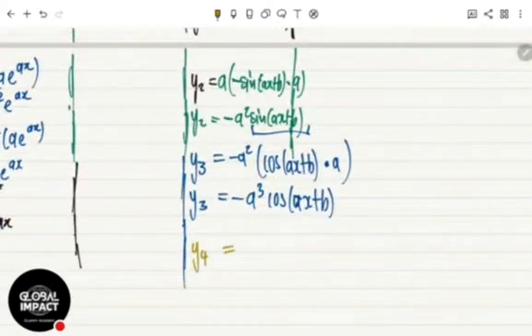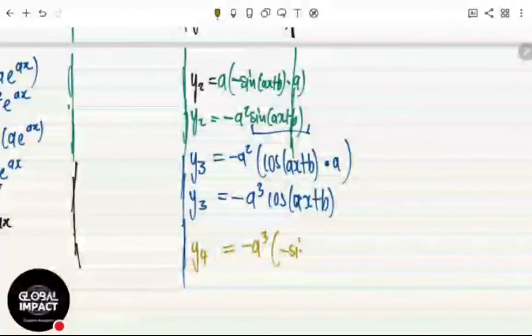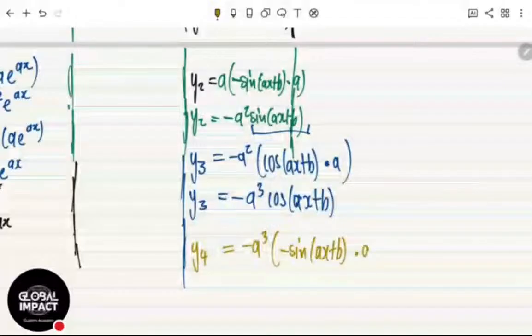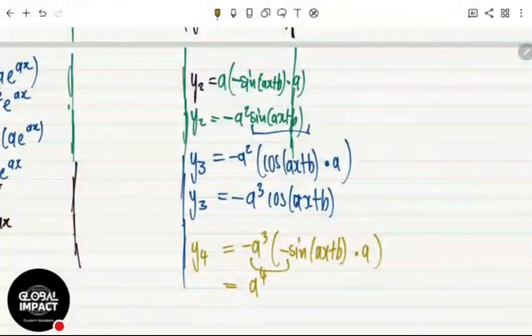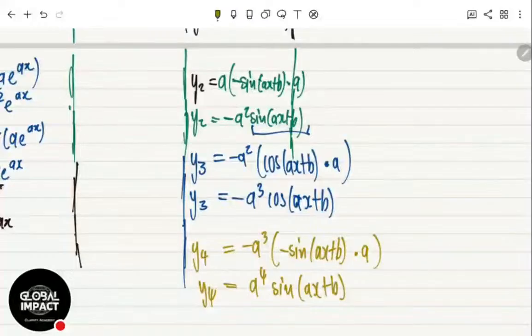Remember, if you want to find the nth derivative, just differentiate and analyze what is going on. So here you're going to say negative a cubed stays outside. Then we differentiate this. The derivative of course is negative sine of what? Of ax plus b times the derivative of the inside. The derivative of ax is a, b is nada. So this now becomes a to the 4, because the negative and the negative will cancel. A cubed and a will be a to the 4. Then it will be sine of ax plus b. That's your fourth derivative. Now, this is already helping me see something.